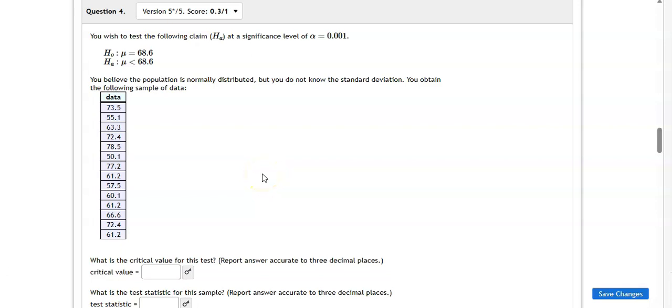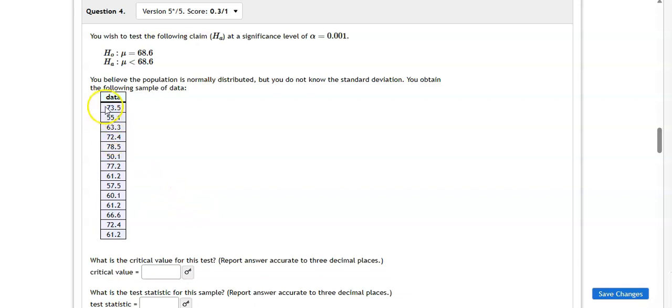Okay, so let's look at both of these. So first, we wish to test the claim at a significance level of alpha equal 0.001, and we have a left-tailed test, which is good. We tell that by looking at the less than. We're given our data instead of being given our mean and our standard deviation.